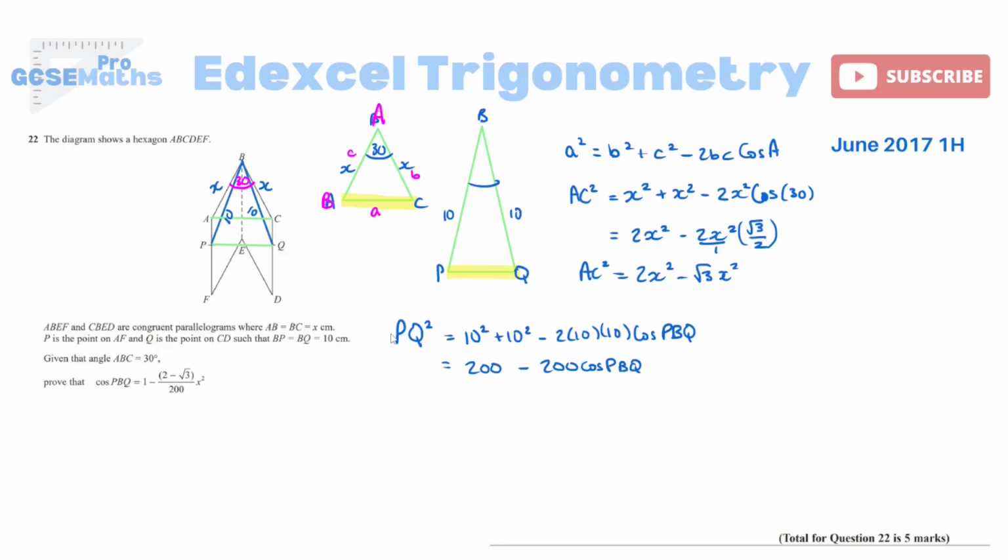Now, we know that this is the same as this. Based on our diagram, it's the same value, isn't it? So I can equate this and this to create my equation. So let's write over here 200 minus 200 cosine PBQ equals 2x squared minus root 3 x squared. So all I need to do now is rearrange it to get cos PBQ as my subject and everything else on the other side. That is it.